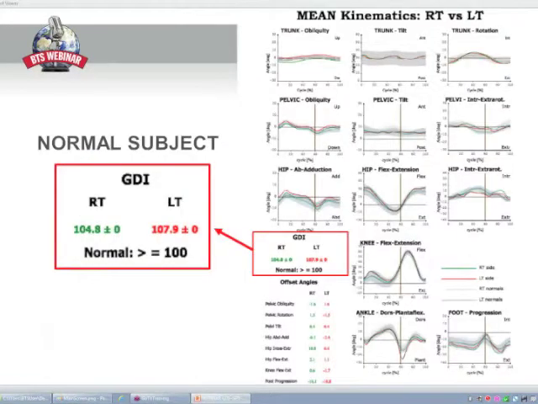So this is a normal subject. As you can see here, the value that we get concerning the GDI is higher than 100. So in this case, for this subject, you have a value that is more or less around 105, 106. Okay, and here you can also have a look at the graph, and as you can see, they are very, very close. They are perfect, so they are absolutely normal and comparable to the normative band.